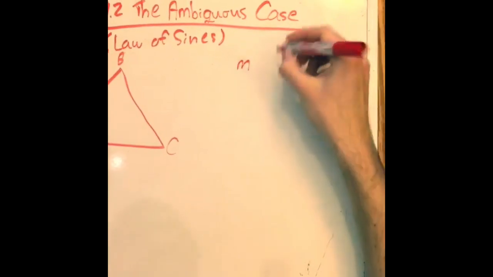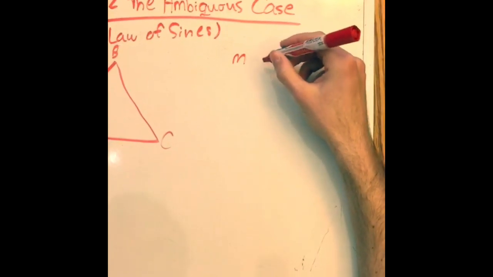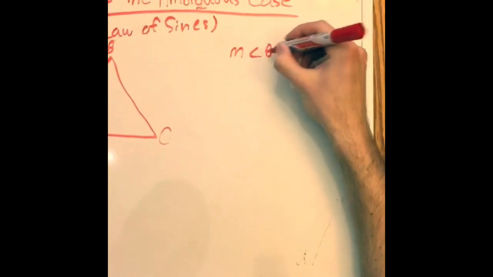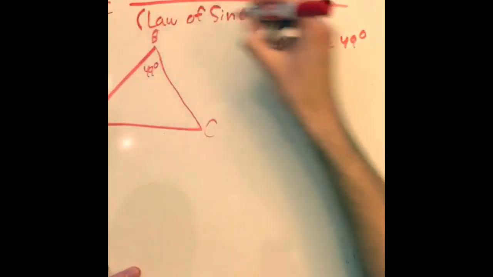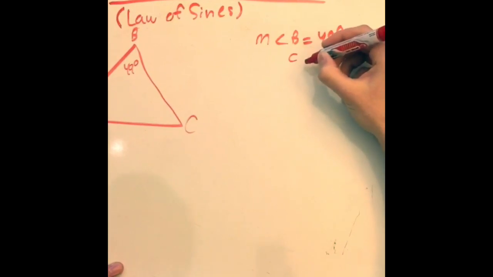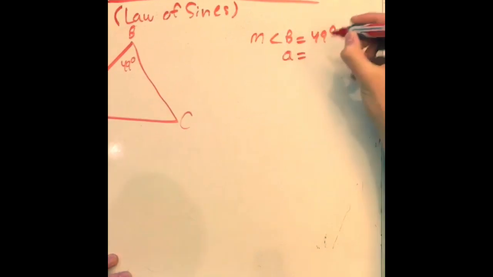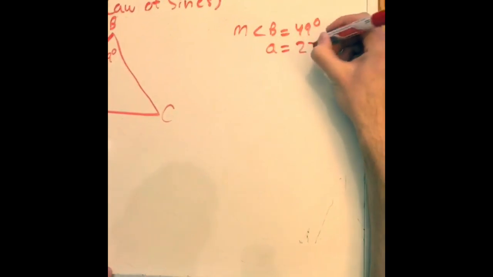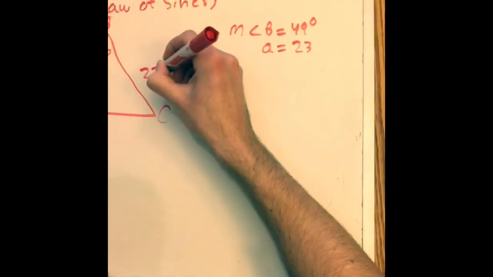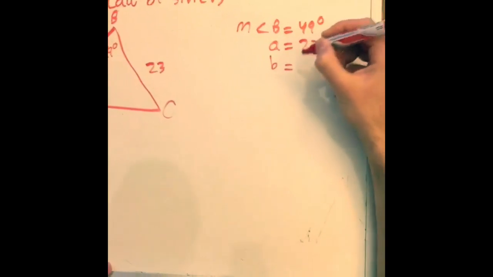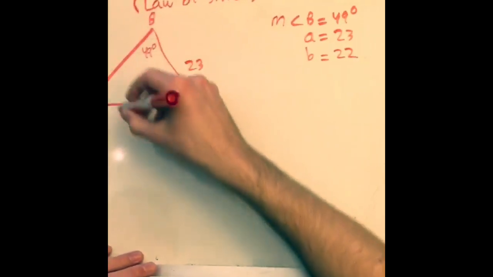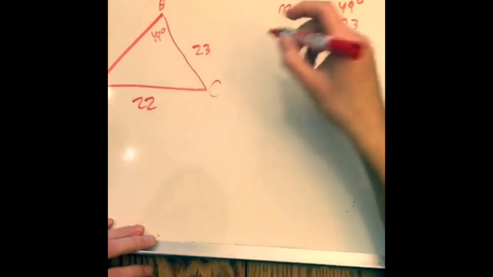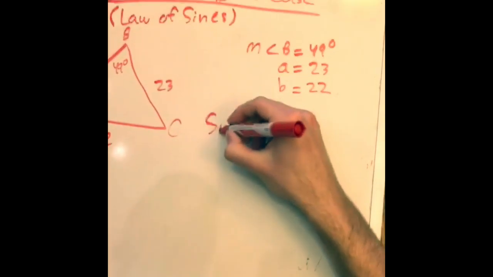Alright, so I'm going to write out my angle measures right now. Angle B equals 49. Put that in there. Whoops, A is going to equal 23, little a at least. Little b is going to be 22. Alright, so now I would set up the equation.